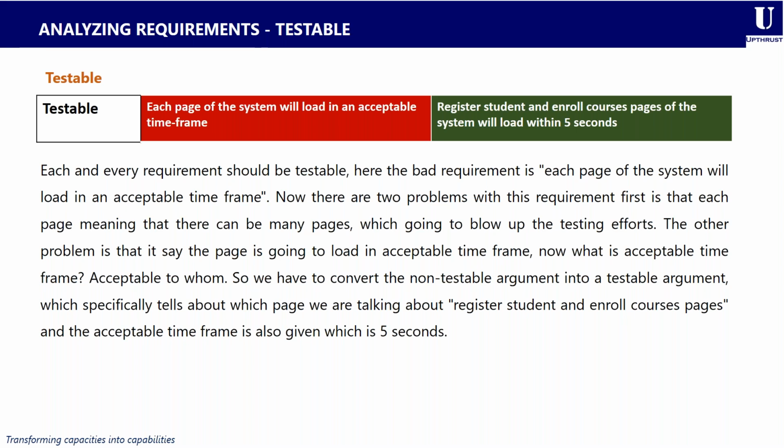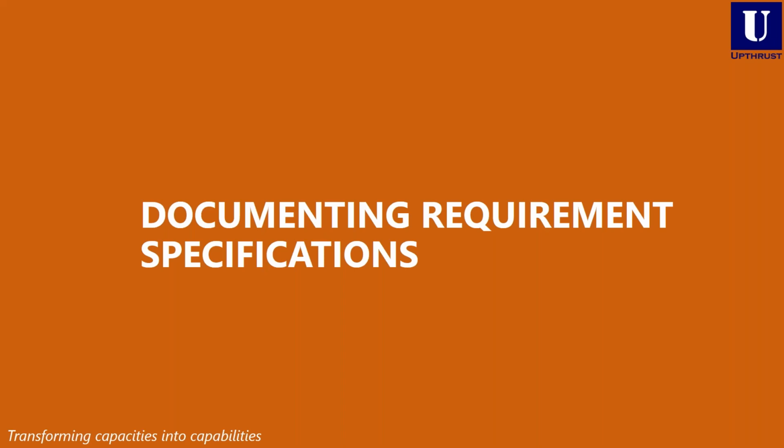So we have to convert the non-testable argument into a testable argument, which specifically tells us which page we are talking about, whether it is the register students or enroll courses pages. And the acceptable time frame is also given with a value. So looking at the good requirement on the right hand side in green, it says registered students and enroll courses pages of the system will load within 5 seconds. So this will help whoever is testing the solution or testing this interface to validate if the pages load within 5 seconds or beyond 5 seconds. So these are the ways you need to know that your requirements are well analyzed and well documented to help convey and communicate value to respective stakeholders within the course of the project.